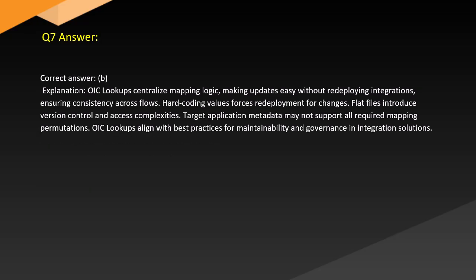Answer. Correct answer: B. Explanation. OAuth lookups centralize mapping logic, making updates easy without redeploying integrations, ensuring consistency across flows. Hardcoding values forces redeployment for changes. Flat files introduce version control and access complexities. Target application metadata may not support all required mapping permutations. OAuth lookups align with best practices for maintainability and governance in integration solutions.